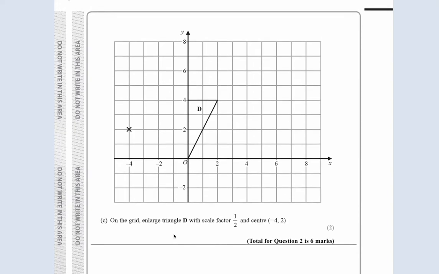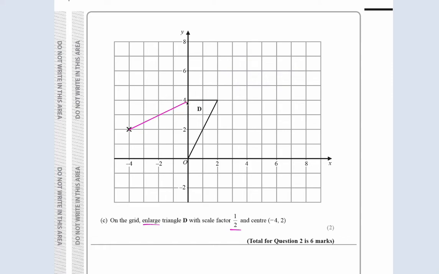Okay, part C. It says on the grid, enlarge triangle D, this is triangle D, with scale factor 1/2 and center (-4, 2). So it actually gives us the center. Now, note, guys, that it says enlarge, but because the scale factor is 1/2, it's actually going to make it smaller. So you're not going to make it bigger, but the technical word is enlargement, even if you're actually shrinking it, but we don't say the word shrink. We say enlarge.